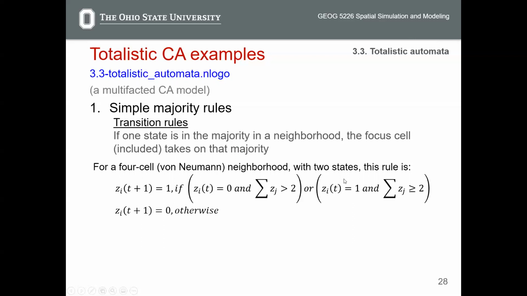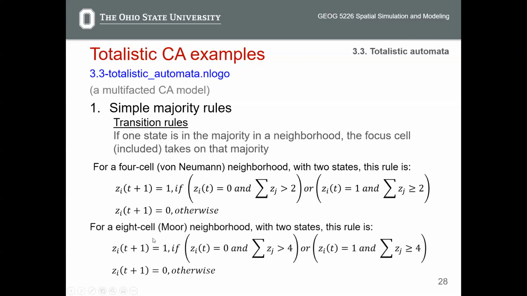It means that if the cell itself is 1 and the sum of the surrounding is only 2, then it's good enough. We still have 1 as the majority among these 5 cells: 4 neighbors, and 1 is the cell itself. If this is not the case, then 0 is the majority, and the state of the focal cell after the next tick should be 0.